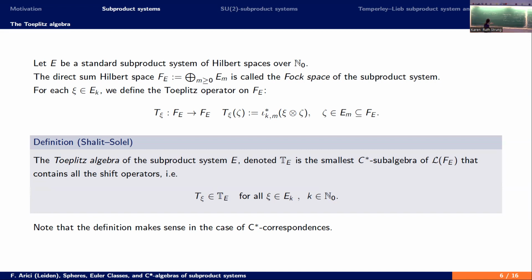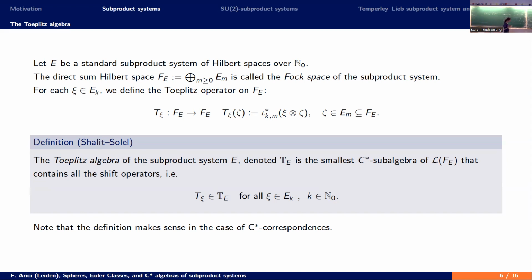And when you do it, you can construct a C-star algebra that you call the Toeplitz algebra, because it generalizes the Toeplitz algebras that I showed you before. And you say that it's the smallest C-star subalgebra of the operators on F(E) that contains all the shift operators. And this definition is very elegant.